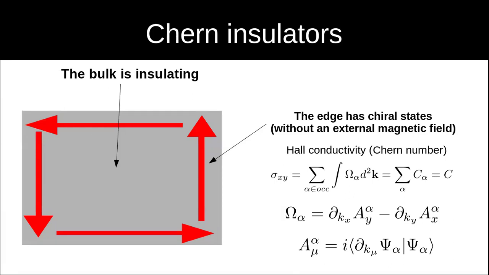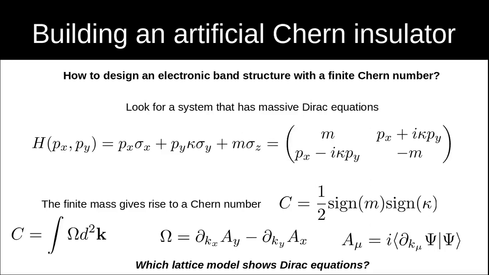So as we saw before, the Chern insulator is a state that has a finite Chern number, and the Chern number can be computed by integrating the Berry curvature that in turn can be computed from the Berry connection that is written over here. One can think about many different low energy models that have a finite Berry curvature, but let me present one of them. And this model is essentially based on a gapped Dirac equation.